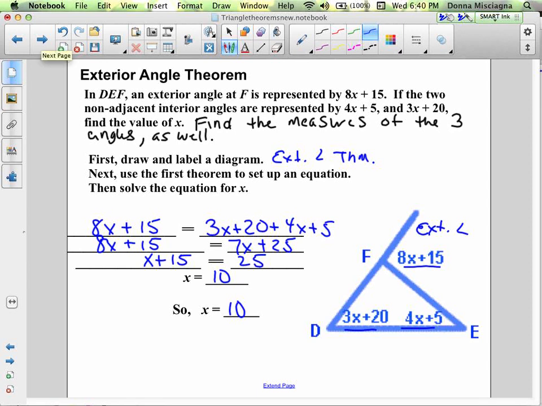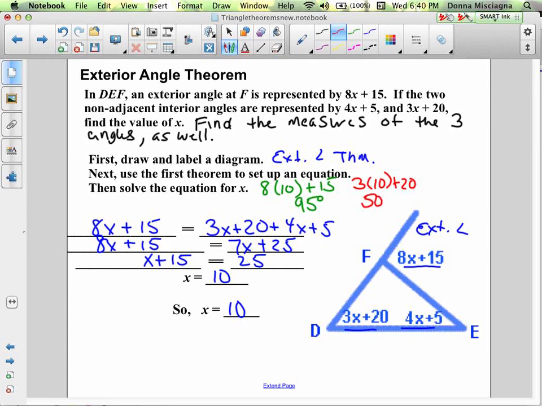And so now we'll find the measures of those three angles. All right, so the exterior angle is 8x plus 15. We'll just substitute 10 for the x. And that's going to give us 80 plus 15, so that's going to be 95 degrees. We'll find the measure of one of the two interior angles, I guess 3x plus 20. So that's going to be 3 times 10 plus 20. That'd be 30 plus 20, which is 50.